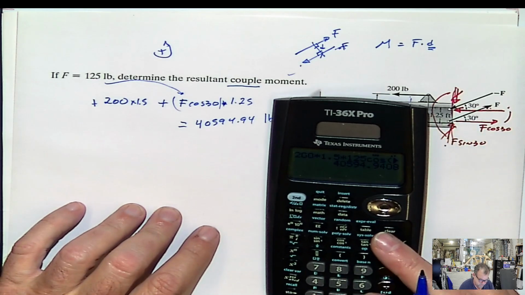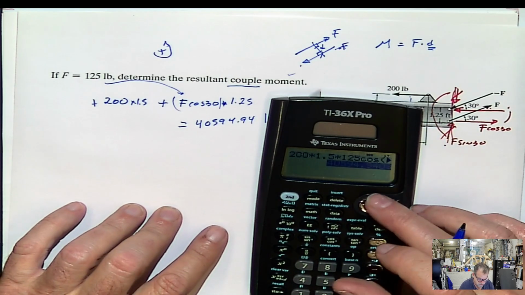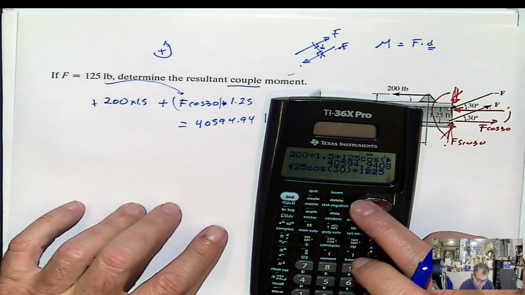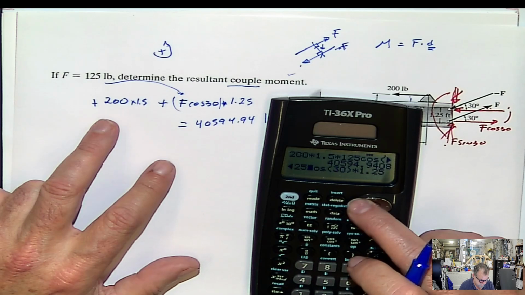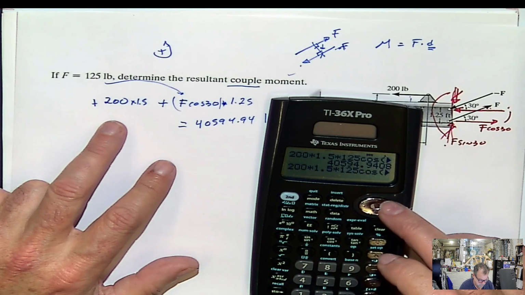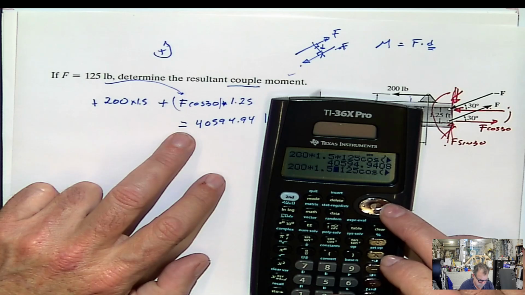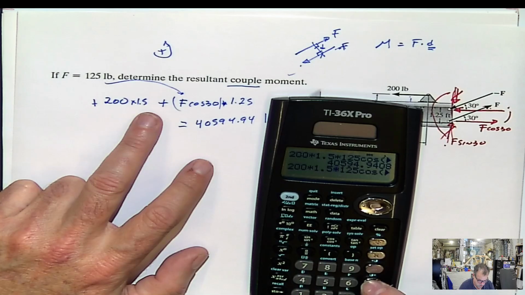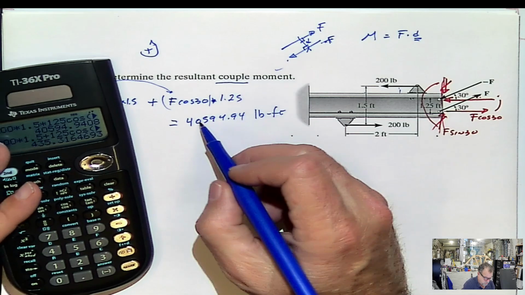Oh no, that's too big. That shouldn't be like that. I messed up here. I don't know, let's check. 200 times 1.5, yeah, of course. 200 times 1.5 plus 125 cosine 30 times 1.25 is 435. That sounds more plausible.